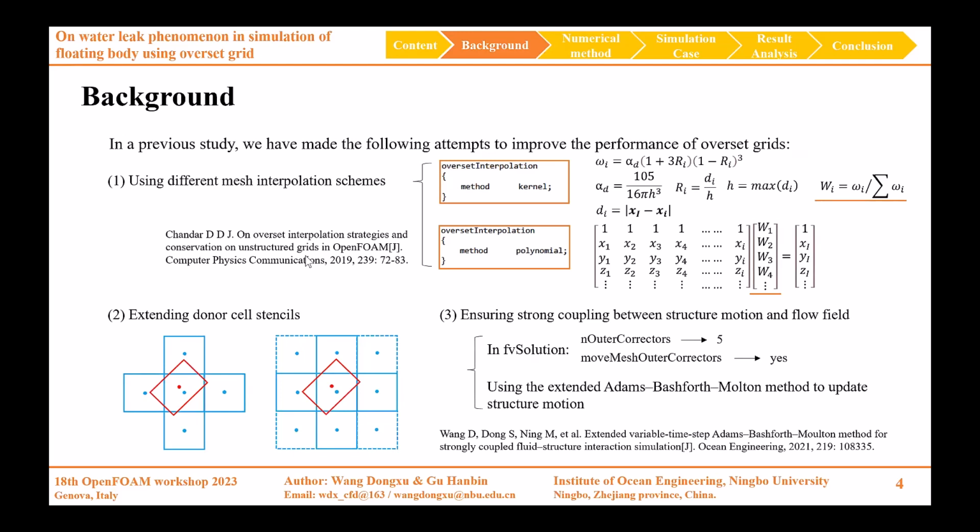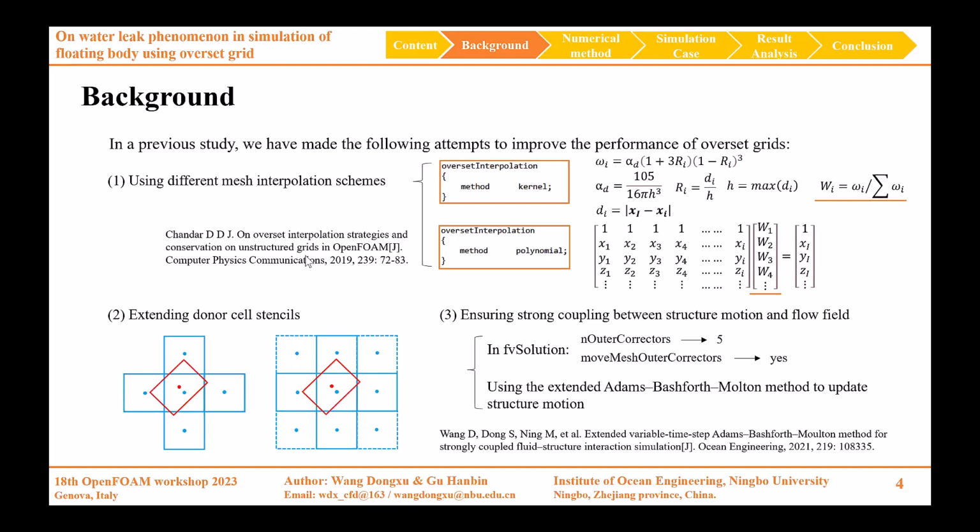The first attempt we have made is to use different mesh interpolation schemes. We first developed a canal interpolation scheme according to SPH models, and we also implemented the polynomial scheme proposed by China to our numerical model. The second attempt we made is to extend donor cell stencil, that is to find more donors for a given interpolated cell.